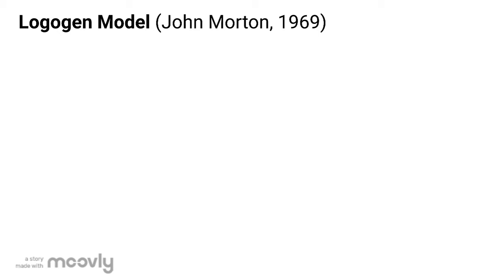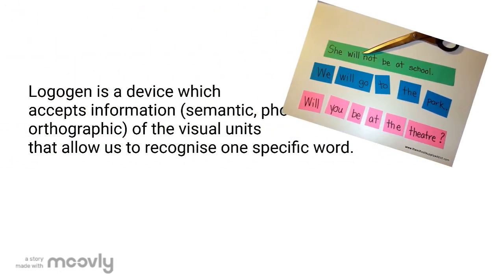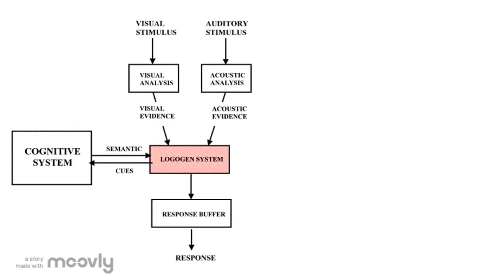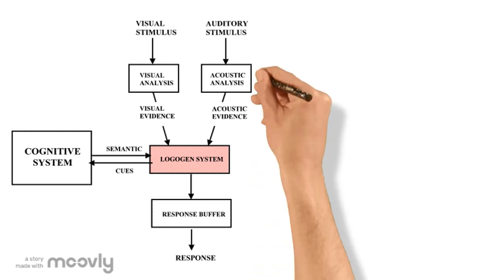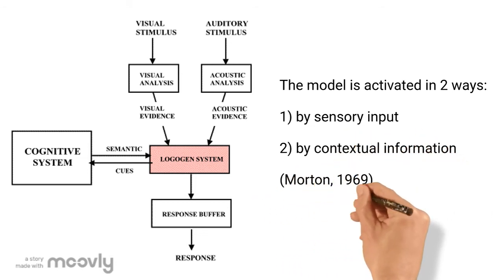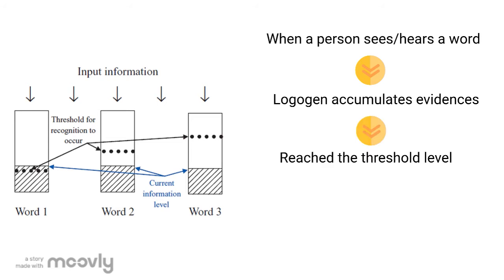Before I introduce the model to you, I would like to ask, do you know what a Logogen is? A Logogen is a device which accepts information of the visual units, such as the semantic, phonological, and orthographic, that allow us to recognize one specific word. As the diagram shows, the Logogen model is activated in two ways: by the sensory input, which is our visual and auditory input, and by the contextual information. When a person receives the visual or auditory input, the Logogen will start to accumulate evidence until it reaches the threshold level. When this happens, the word is recognized.